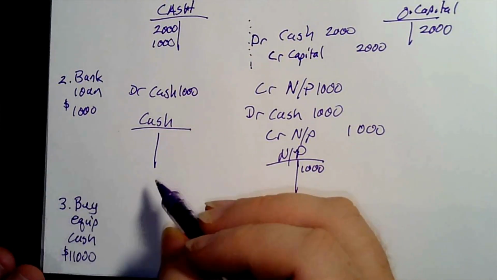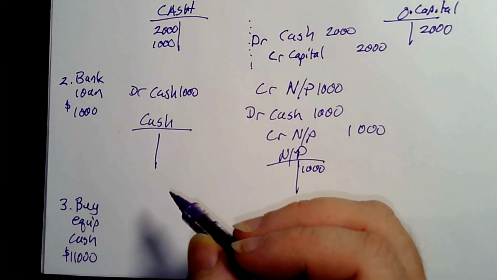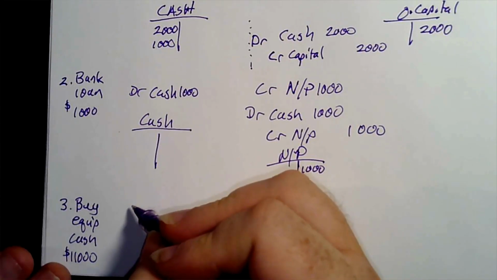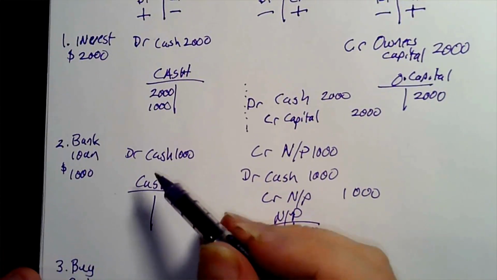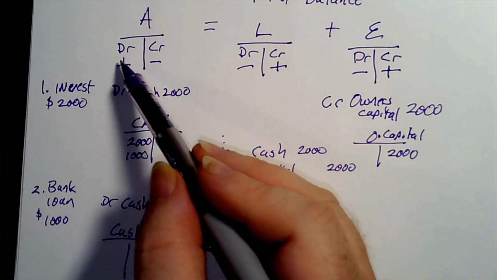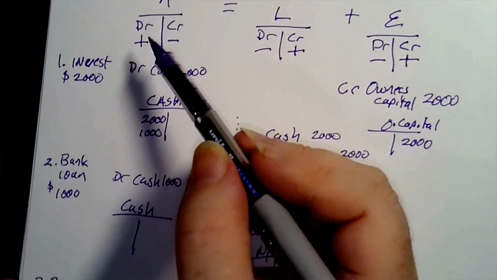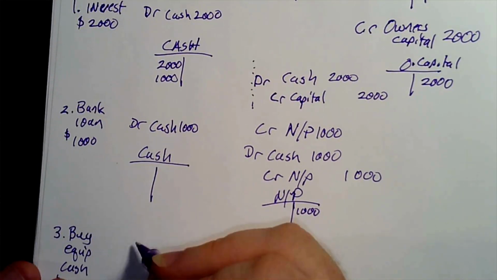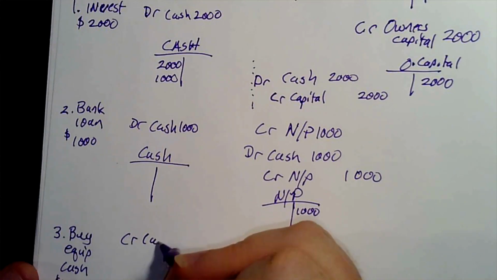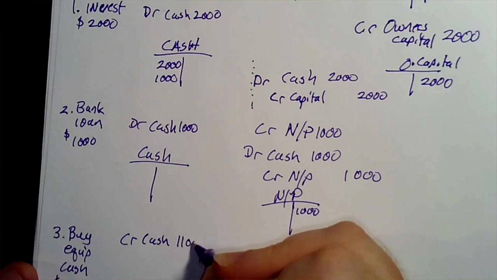Well, now cash is going to go down, right? We spent cash to buy equipment. So cash goes down. And what does that mean? Well, cash is an asset. That means an asset goes up with a debit and down with a credit. So if we have cash going down, we have a credit to cash of $1,100.